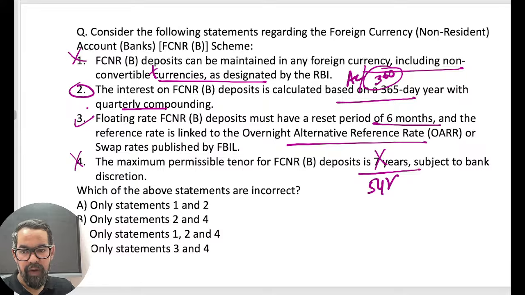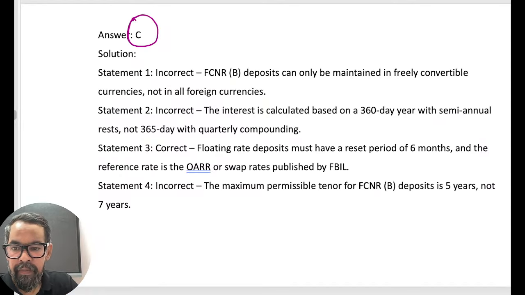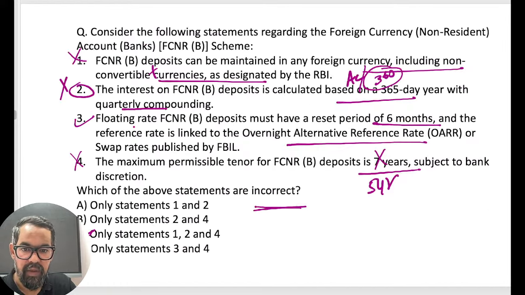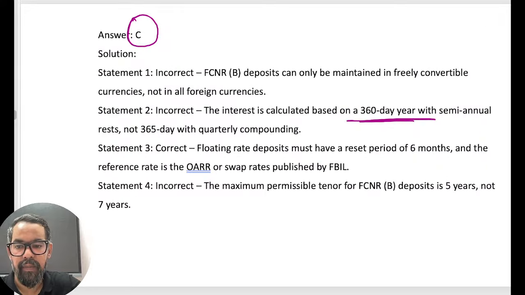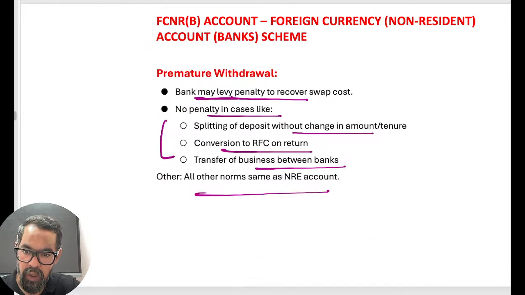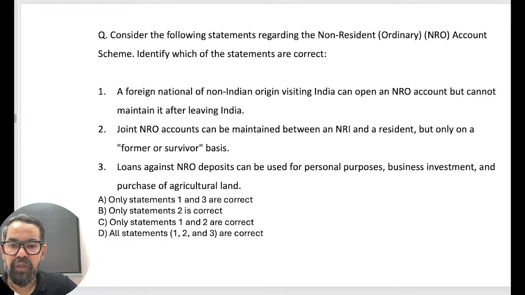So what we have to find out in this case is the incorrect ones, means 1, 2, 4. Do we have one? This should be wrong then. ठीक है? So 1, 2, 4, C should be the right answer for this particular question. So interest is calculated on a 360-day year with semi-annual, ठीक है, with semi-annual, not even quarterly as well, right? So do revise this particular one. Next one. Next question, guys. Consider the following statements regarding NRO accounts.